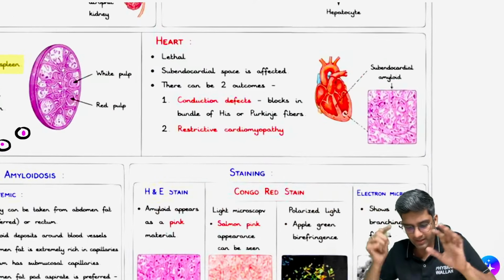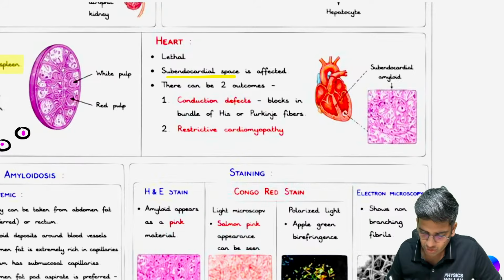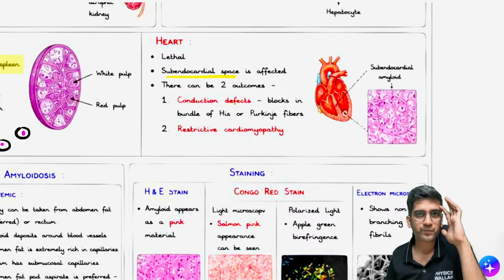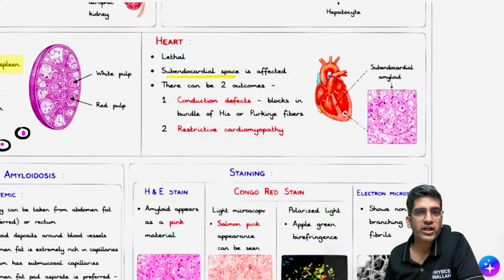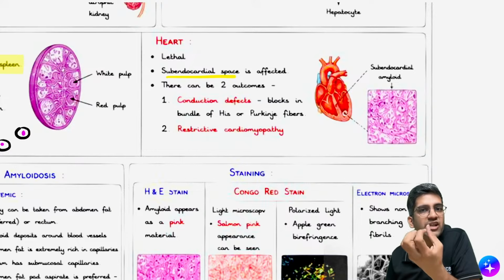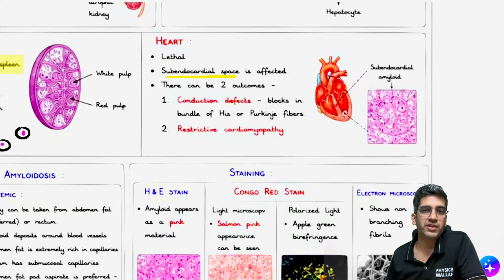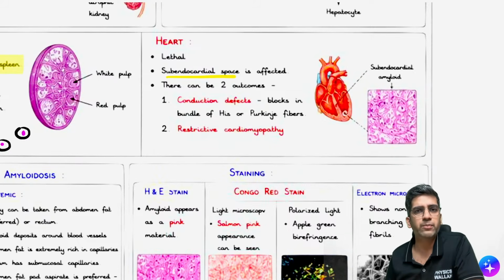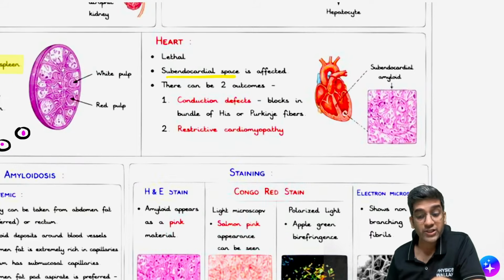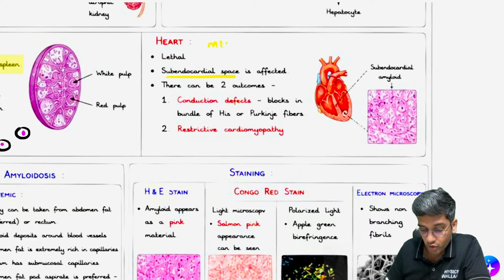Heart, again, it's the same place, subendocardial, sub blood vessel. That's all. It's lethal because the moment it gets deposited in subendocardial tissue, that's muscle, right? Subendocardium is muscle, myocardium. Muscle cannot function properly. Restrictive cardiomyopathy. All the Purkinje bundles, bundle of His and Purkinje fibers are there only. They also will be having a problem. So conduction defects. It's one of the most common causes of death during amyloidosis, right?